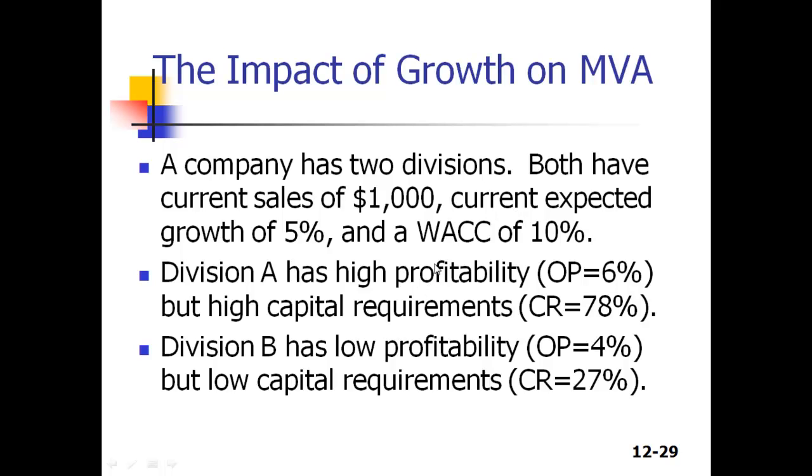Okay, let's do this question now. A company has two divisions. Both have current sales of 1,000 and current expected growth rate of 5%, WACC is 10%. Division A is relatively more profitable with operating profit of 6% relative to B's profitability of 4%. But the capital requirement is very high, 78% for A relative to 27% for B. So now what we need to do is look at the impact of growth on MVA.